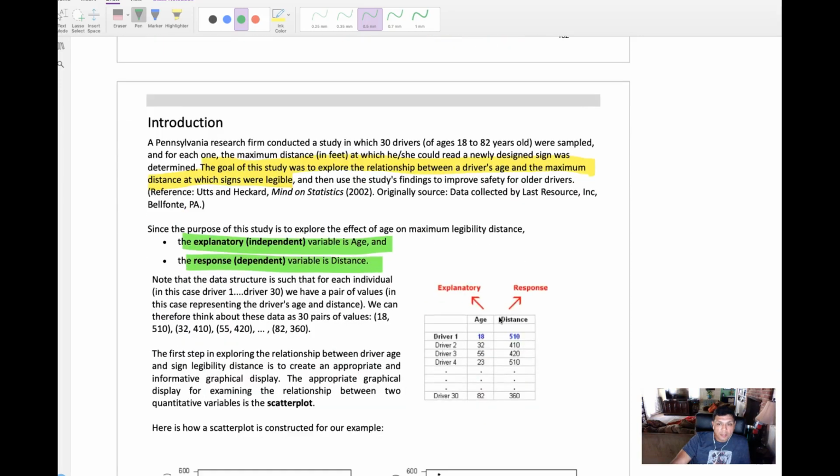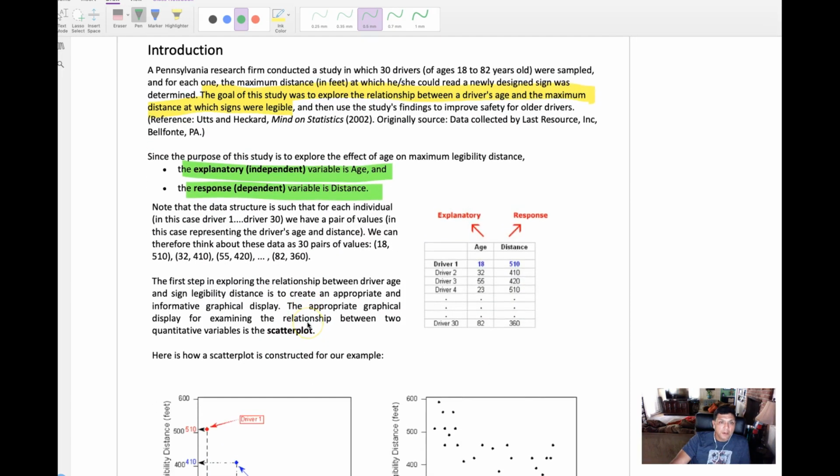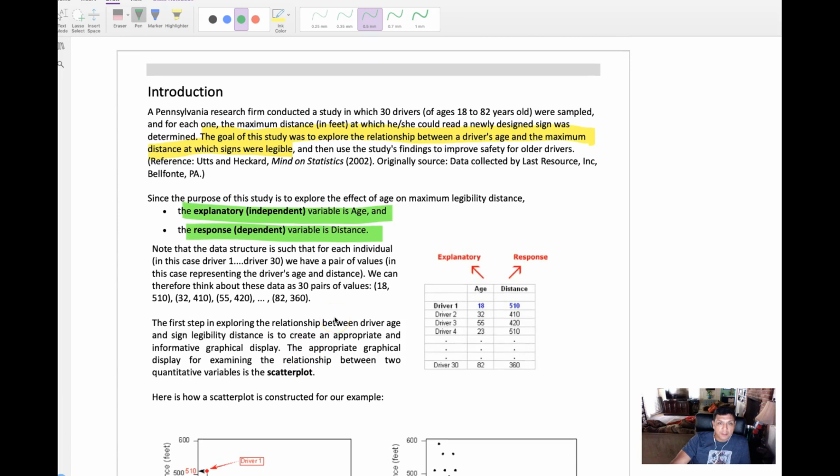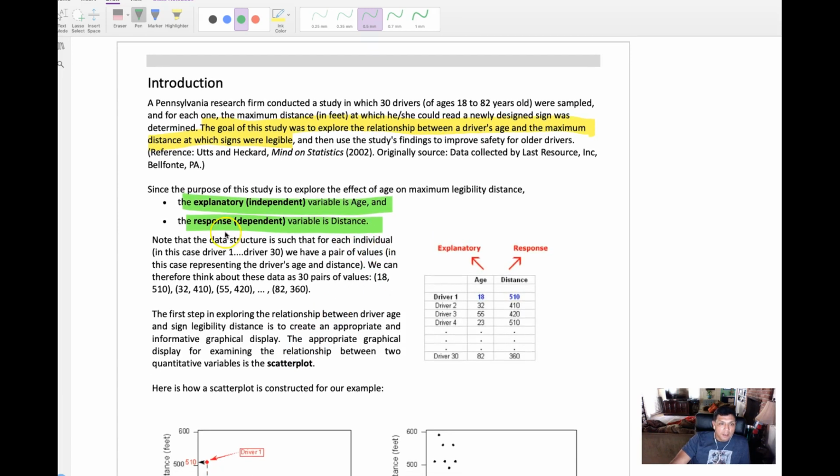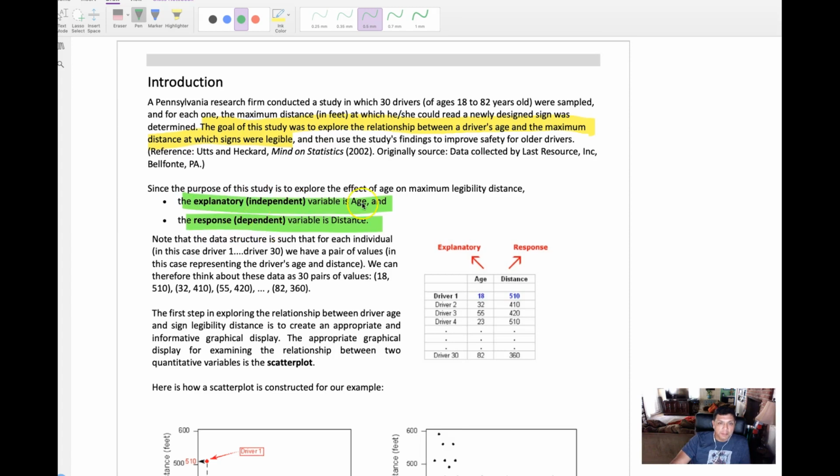Okay, continuing on with lesson 3.5. Here's a problem situation. We go back to looking at two variables, and those variables we're going to call explanatory or response, or independent, dependent.